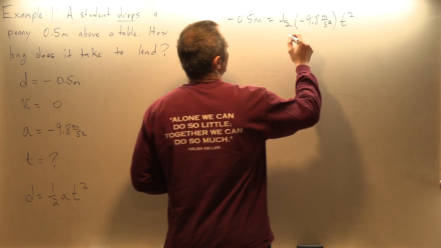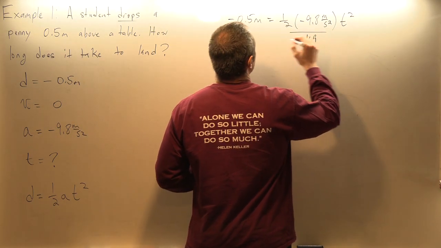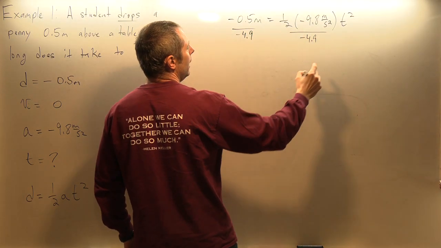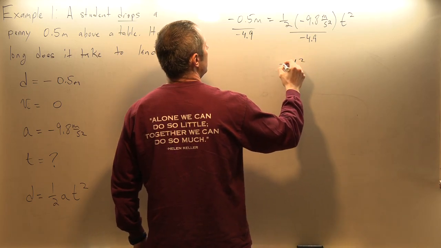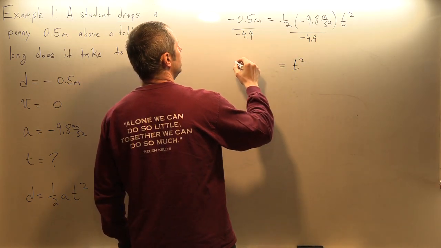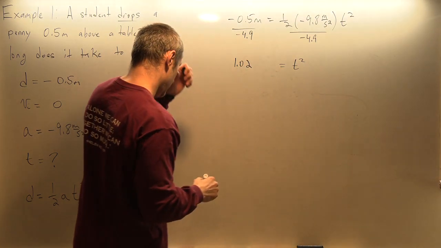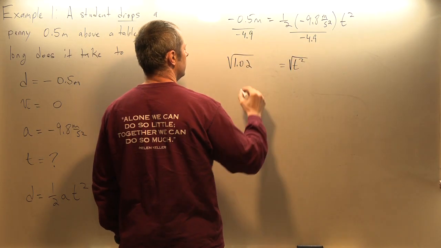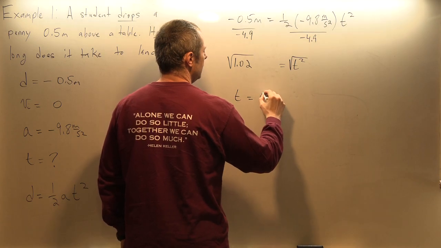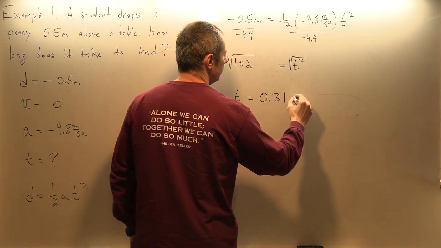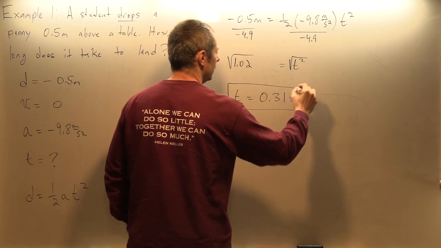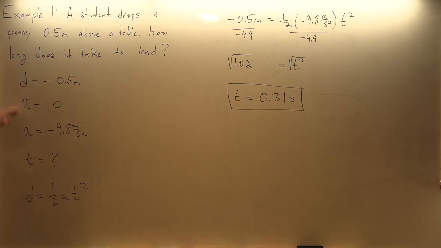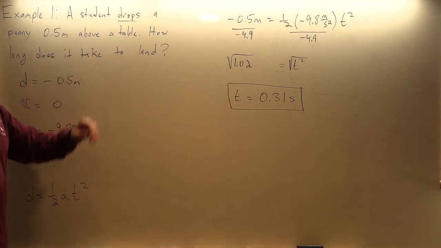All right, if I divide both sides by negative 4.9, which is what 1/2 of 9.8 is, then what I have on this side is t squared. And on this side, I believe it's 1.02. Okay, and then I have to square root both sides. And that comes out to be maybe like 0.31 or something like that. Well, I could get my calculator, but I think it's something like that. 0.31 seconds. Okay, so again, lay out the formulas, the variables, find the formula, plug and solve.